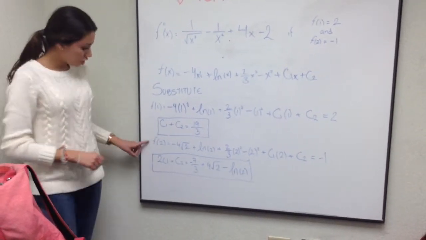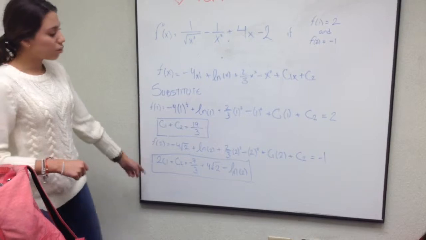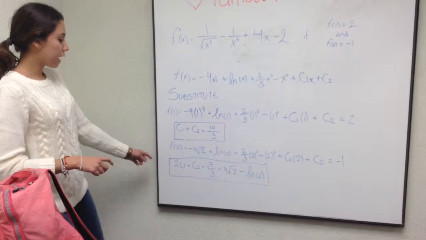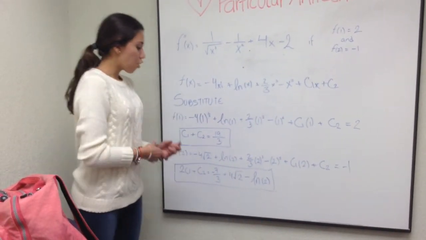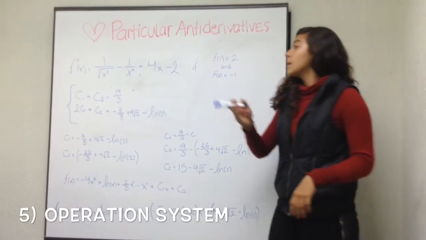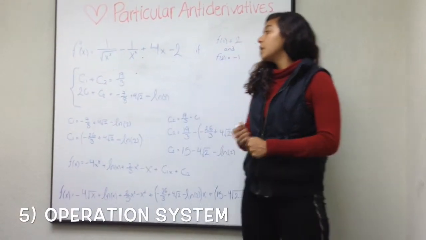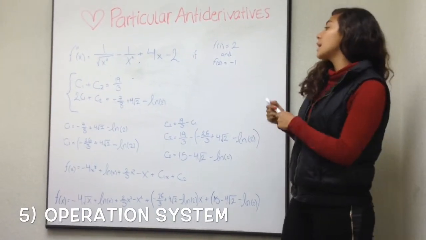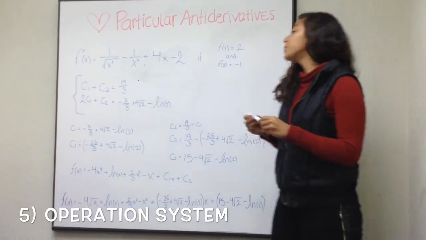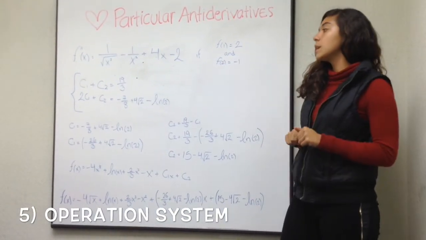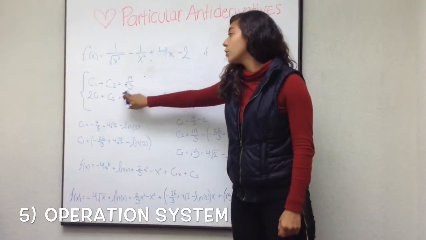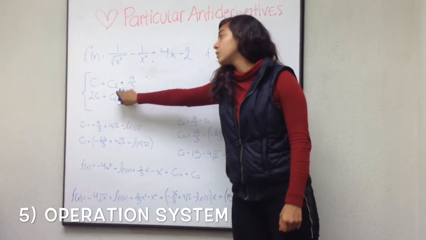Then for the second condition, we substitute 2 and equal everything to minus 1, and the answer is 2c1 plus c2 equals minus 7/3 plus 4 root of 2 minus logarithm of 2. After obtaining the answers of c1 plus c2 and 2c1 plus c2, we can make a system of equations, which is here. After this, we can solve it using the elimination method, using 2c1 plus c2 minus c1 plus c2.